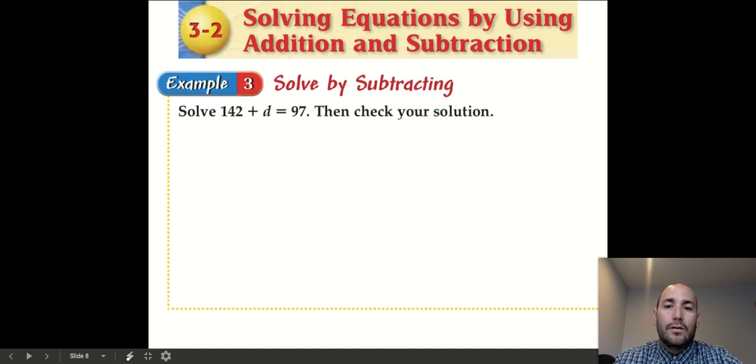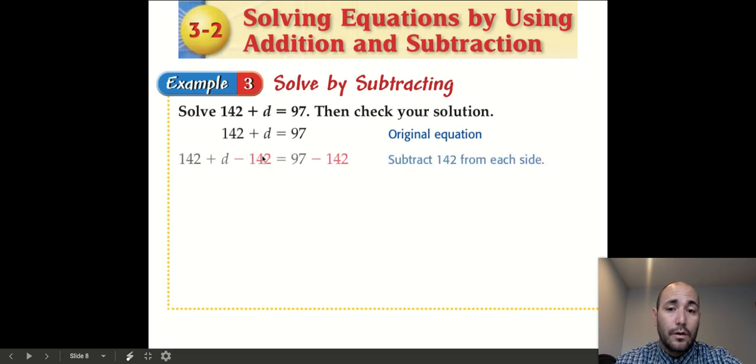All right. So example number 3, let's use the subtraction property of equality here. So I'm asked to solve 142 plus d equals 97 and then check my solution. So first I'm going to write the original equation down, which is something you'll do in your assignment. So 142 plus d equals 97. If I'm going to solve the equation, I have to isolate this variable, which means I have to zero out this value right here. So in order to zero out 142, I need to subtract 142. So I will subtract 142 from both sides of the equation to maintain my property of equality.